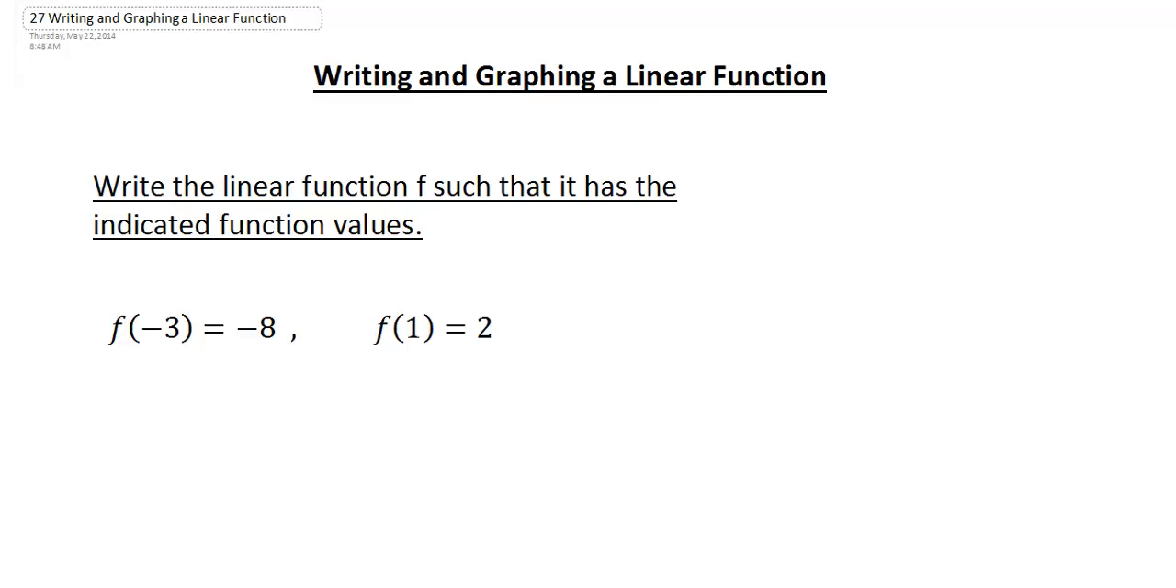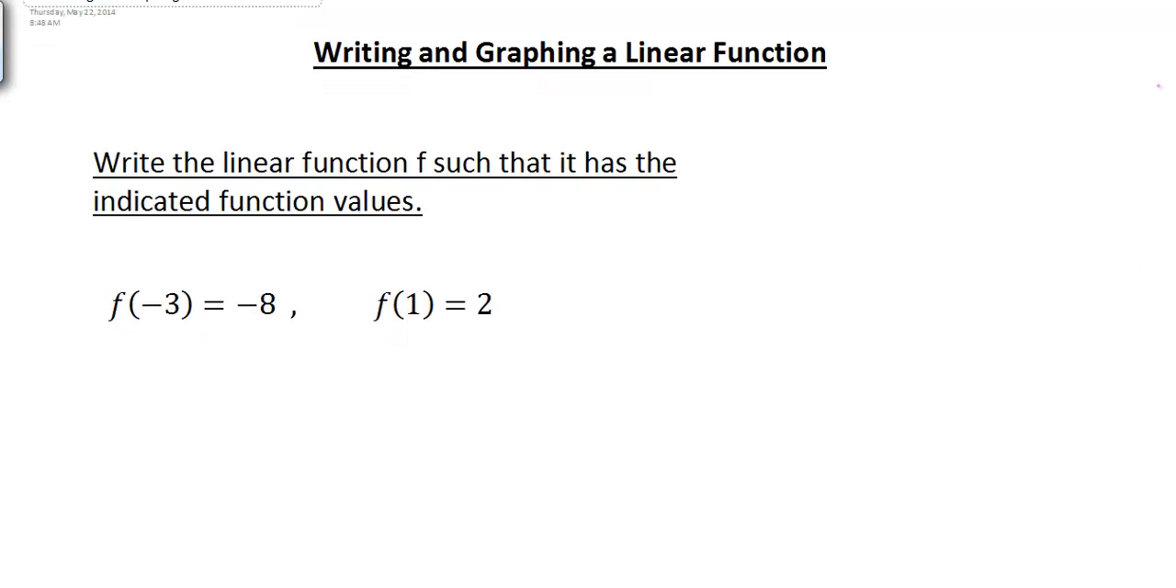Now we're going to look at how we go about writing and graphing a linear function. And this should be very familiar to you. It's going to look a little different because we're using the function notation, but it's very similar to what we did with writing the equation for a linear equation. And we have the following.